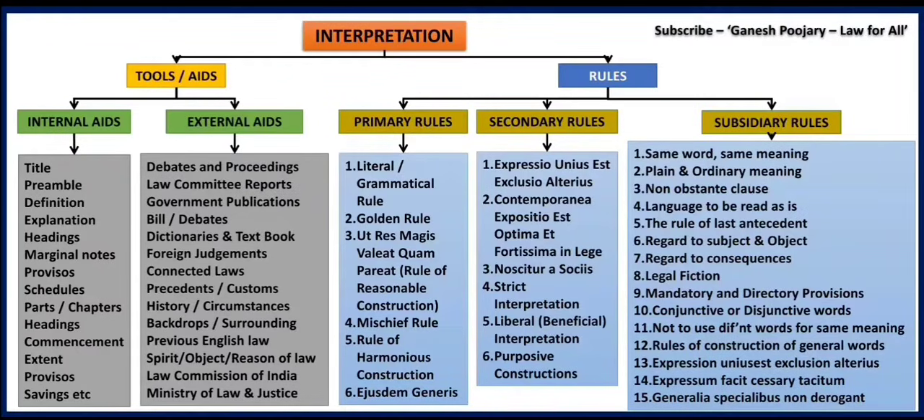The aids or the tools which I am going to discuss, I will have two major categories here, that is internal aids and the external aids. And as far as rules are concerned, we have three different types of rules. They are primary rules, secondary rules and subsidiary rules. Now let us try to understand one by one, first with the aids of interpretation of statutes.